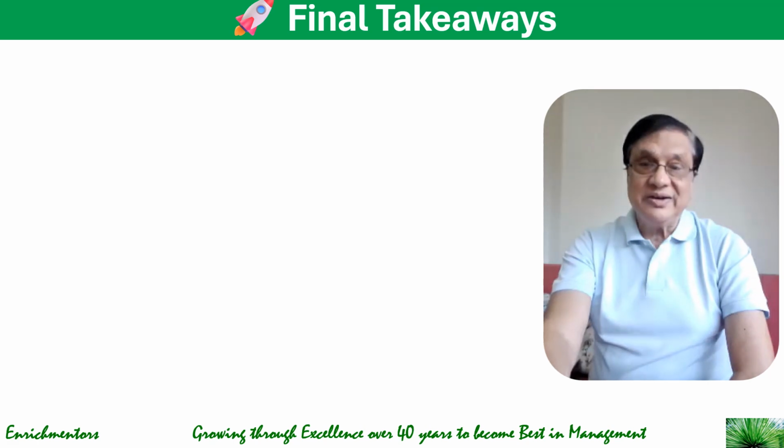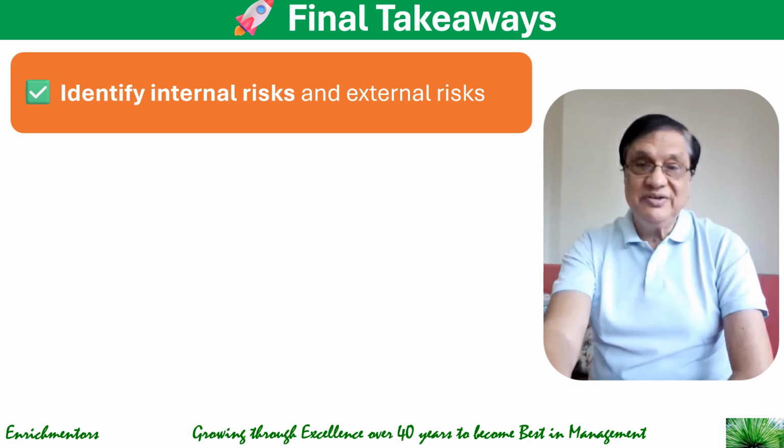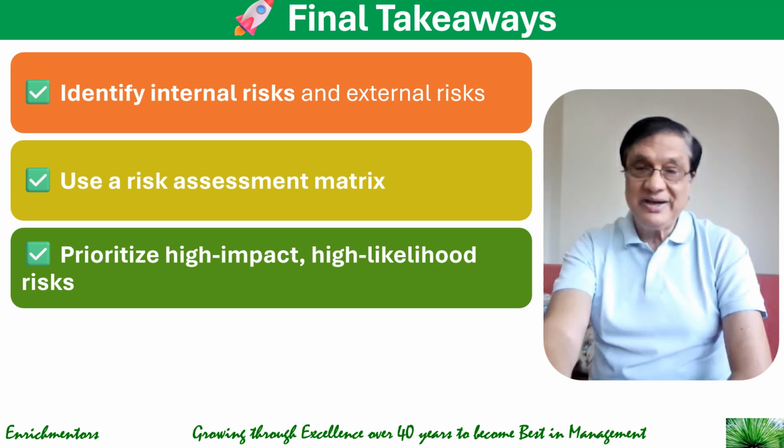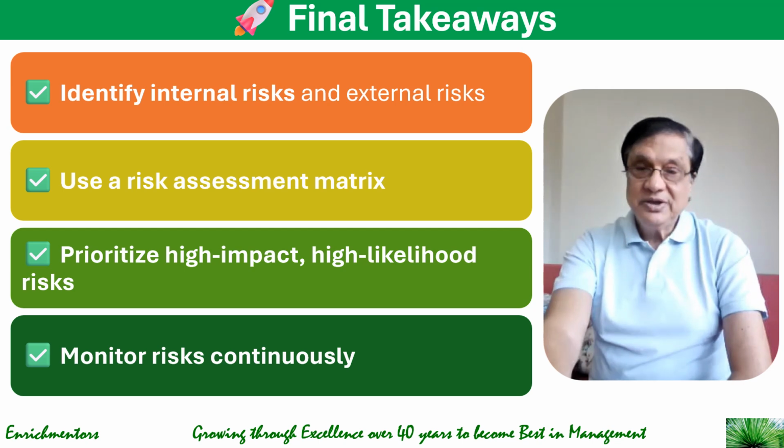So, what are the final takeaways? There are four things that we would say here. First, you need to identify risk, internal risk and external risk. The internal risks are, as we saw, operational, financial, reputational, and external are natural, cyber, and regulatory kinds of risk. Then use a risk assessment matrix to classify risk by likelihood and impact. And third is to prioritize high impact, high likelihood risk for immediate mitigation. And then monitor risks continuously using reporting tools and industry insights. So those are the final takeaways from this lecture.